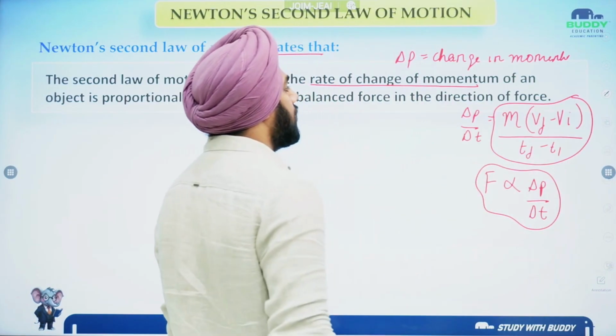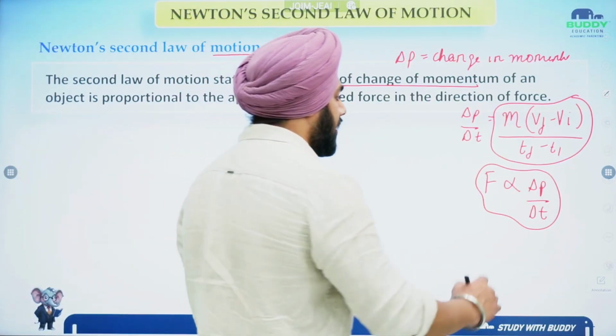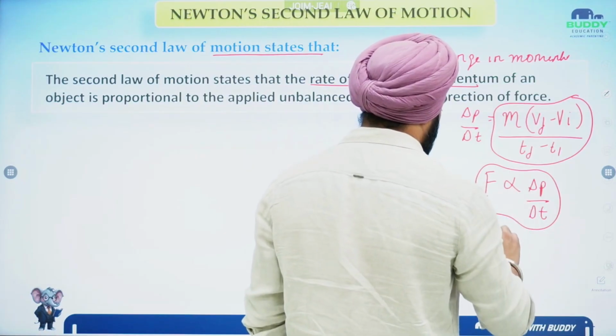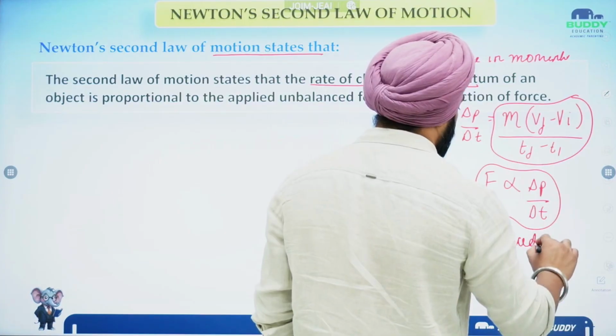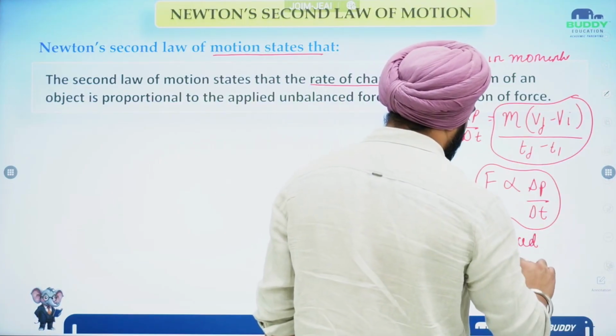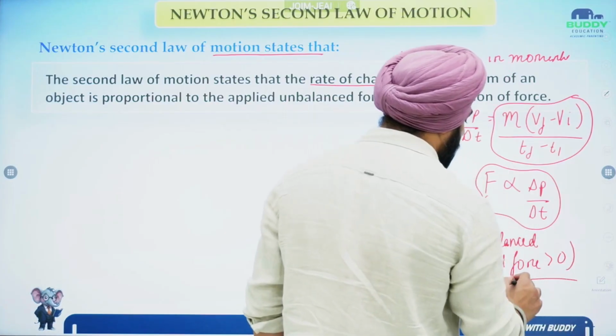Force is directly proportional to delta P by delta T, and this force should be unbalanced, or net force should be greater than 0. Then only this is possible.